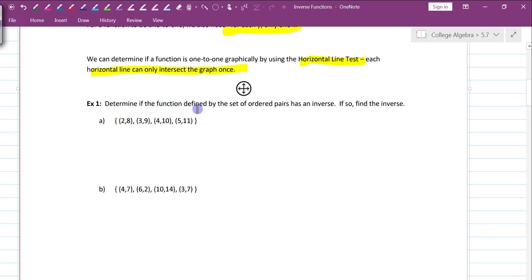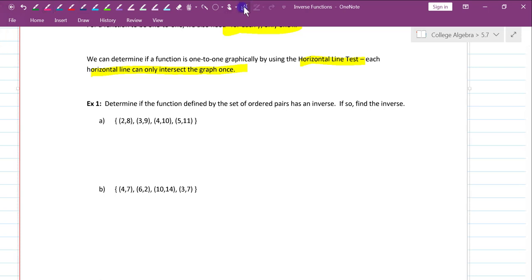But now it said determine if it has an inverse, which would mean it's one-to-one. Now we need to look at the y values and see if we have any duplicates. We have an 11, a 10, a 9, and an 8. All unique. So yes, this is a one-to-one function because each x maps to exactly one y and each y maps to exactly one x.